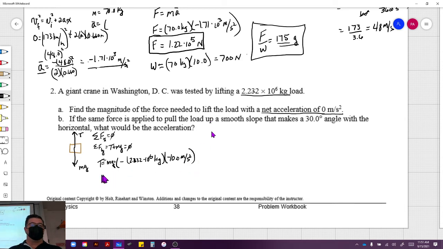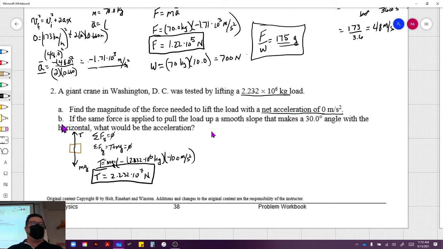This is going to give us 2.232 times 10 to the 7th. Because if you multiply by 10, you get to increase the exponent of your scientific notation, right? All right, so that is our tension. Our tension equals 2.232 times 10 to the 7th newtons. So we'll box that bad boy in. That is the magnitude of the force needed to lift the load with a net acceleration of 0.